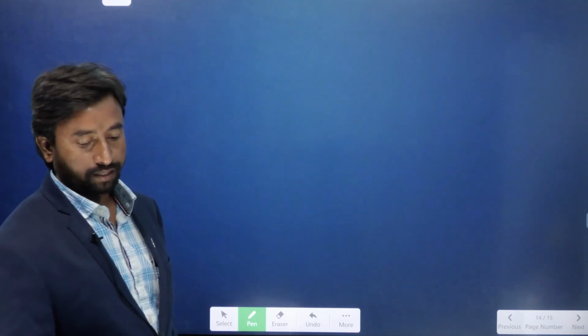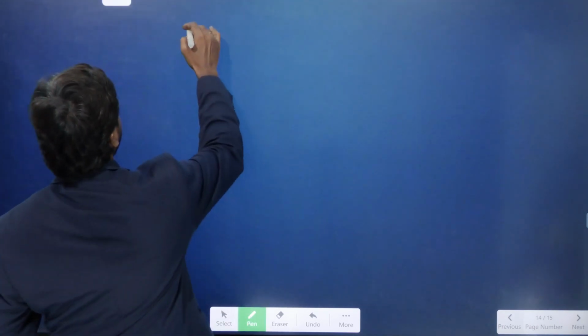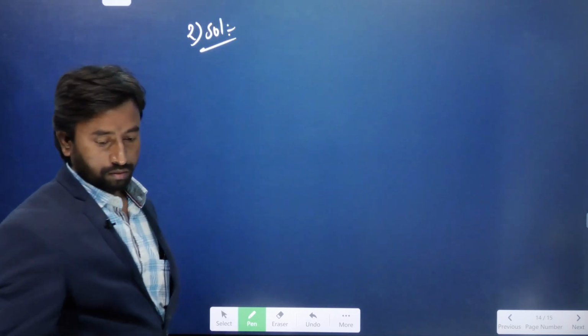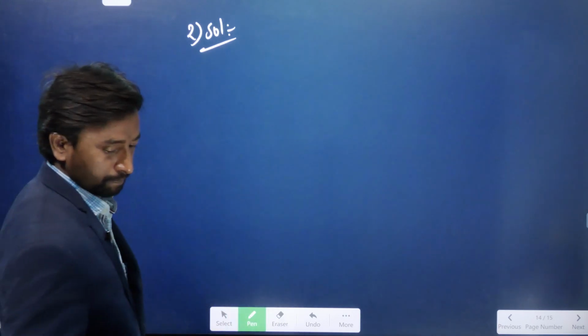So the next problem is here. Second solution. The question is: half of a rectangular plate of length l, as shown in the figure, is made up of a material of density rho, and the other half of density 3 rho. Find the distance of the center of mass from the origin. So here the diagram is given like this.